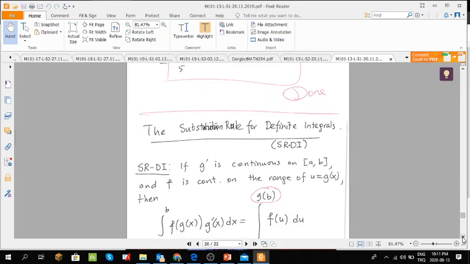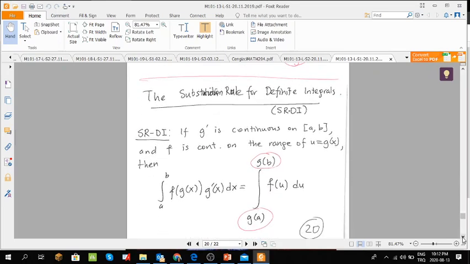And the substitution rule for definite integrals we mentioned in the slides. So that was the statement. If you have the endpoints a, b, then you're going to convert them to endpoints in terms of g of a and g of b, and you make the substitution u equal to g of x, and the integrand becomes f of u du.